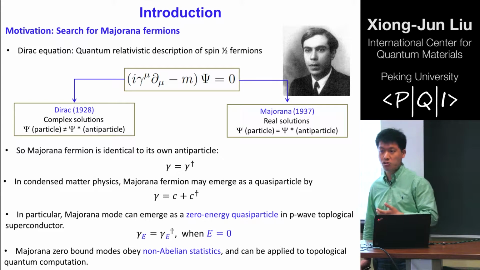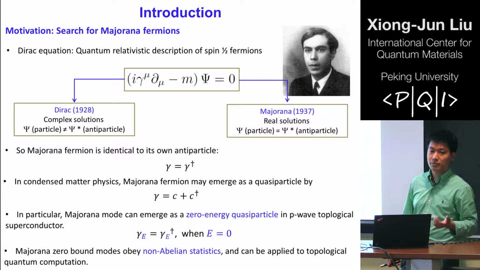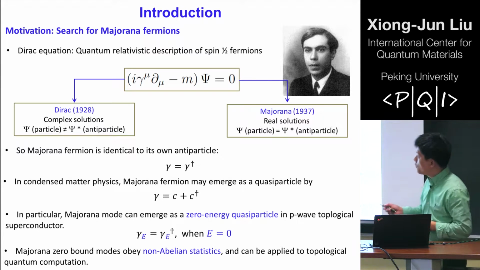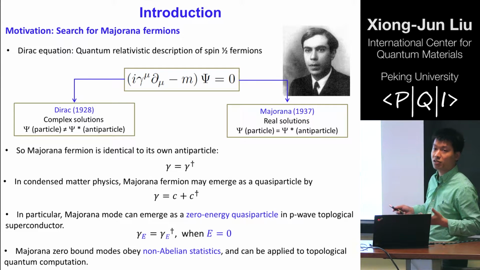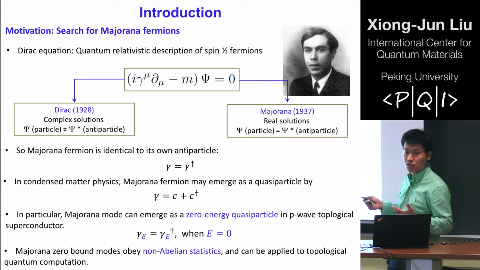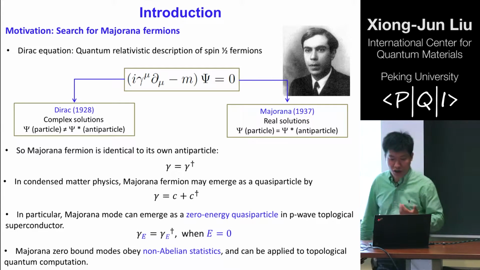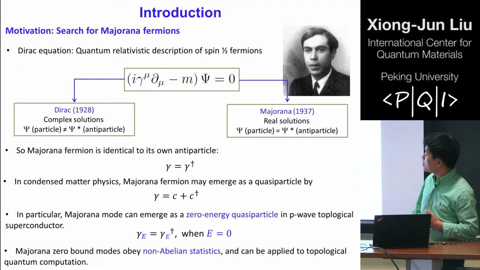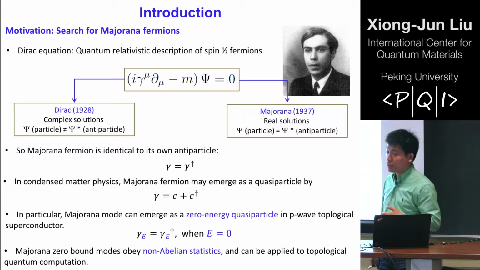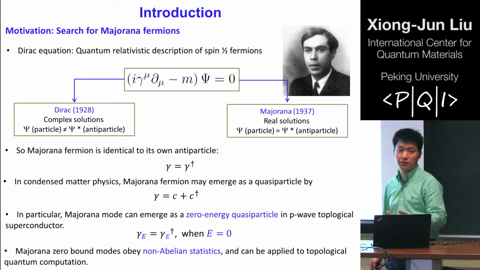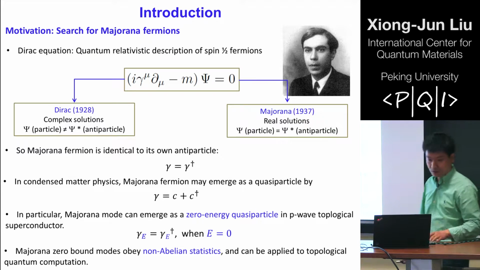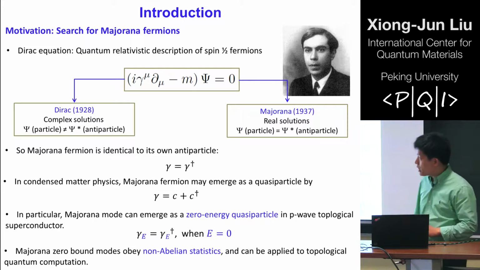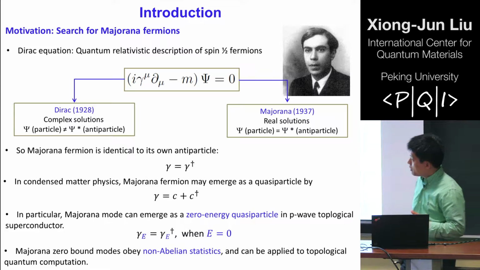This is not strange for bosons, for example the photon. There's no difference between the photon and the antiphoton, right? But for a fermion, this is really very special. It's not common. Originally, Majorana wanted to use this concept to interpret neutrinos, but so far we still do not have a confirmative answer to this issue. However, now we want to try to discover this particle in condensed matter physics.